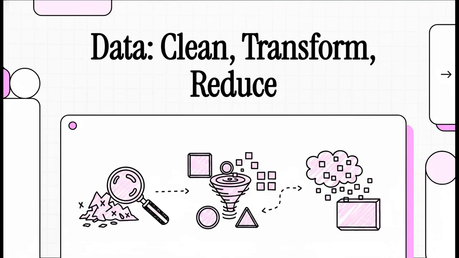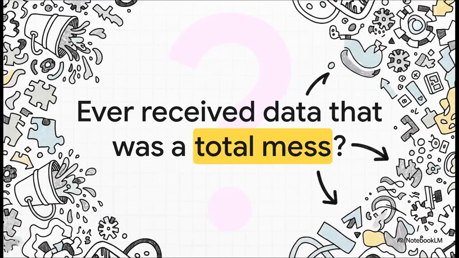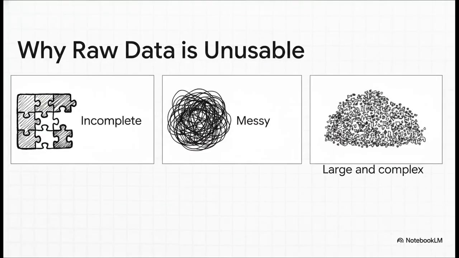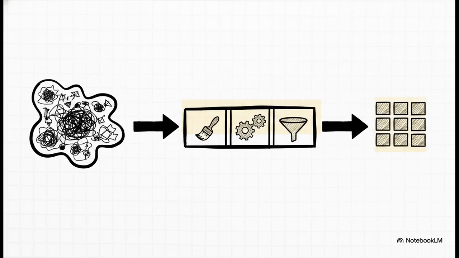All right, let's break down 3 key ideas in data prep: cleaning, transforming, and reducing. Let's go. So you ever get a data set and it's just a complete mess? Yeah, that's exactly why we prep it. The main culprits are missing pieces, total chaos, and just being way too complicated to even use. So, the fix is data pre-processing. We've got 3 main steps to fix, shape and simplify it.